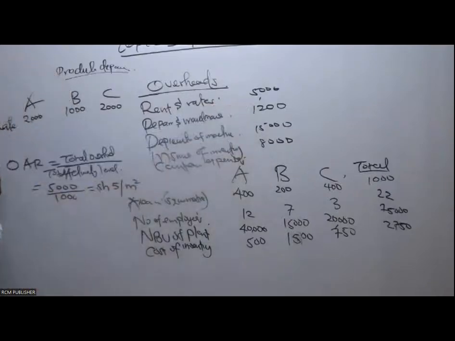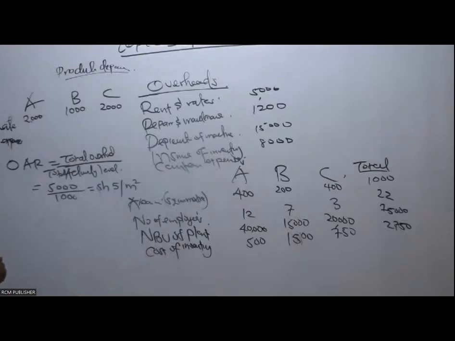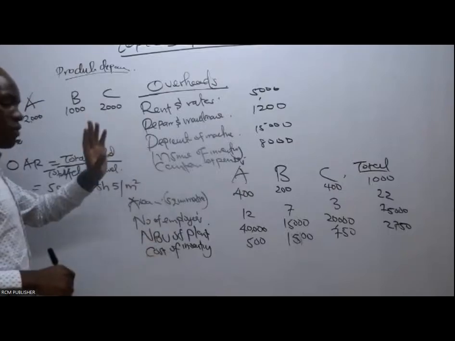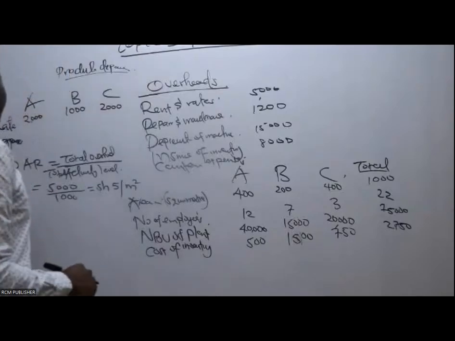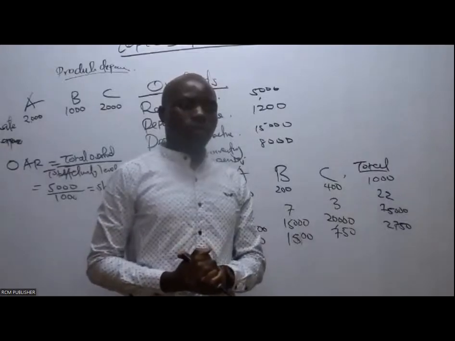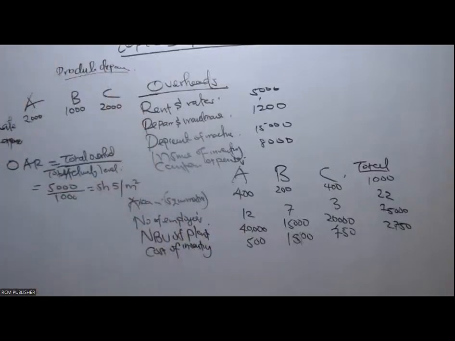When I come to canteen expenses, of course, we are going to see canteen expenses. Here they don't tell you, but now you have to know the best cost driver. So which one am I going to use to allocate the canteen expenses? Is it the area, number of employees, net book value of plant, or cost of inventory? Which one will be the best allocation basis for canteen expenses? It is number of employees.